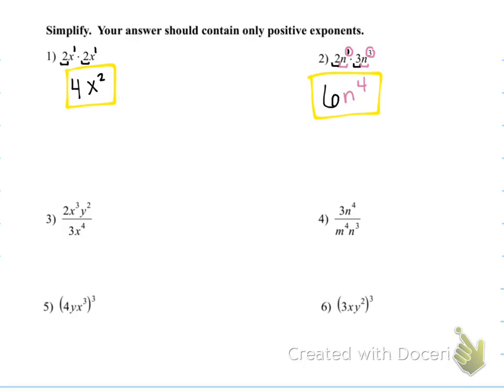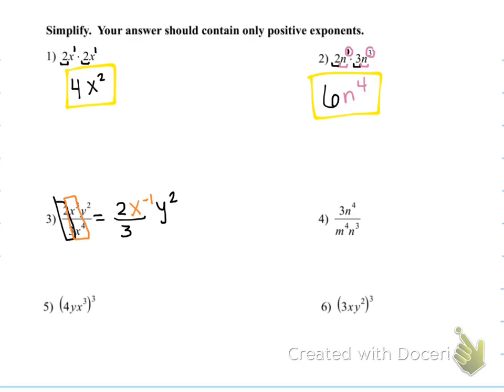Let's see, number 3 for quotient rule, big numbers, just divide them. Okay, if they don't divide and they don't simplify, just leave them the same. Alright, so I'm keeping 2 on top, 3 on the bottom. Now we're looking at our x's. So with our x's here, we've got 3 on the top, 4 on the bottom. So when we subtract, I'm going 3 minus 4, which would give me -1. And then my y, that's just going to be chilling because there aren't any other y's. So I still have y squared.